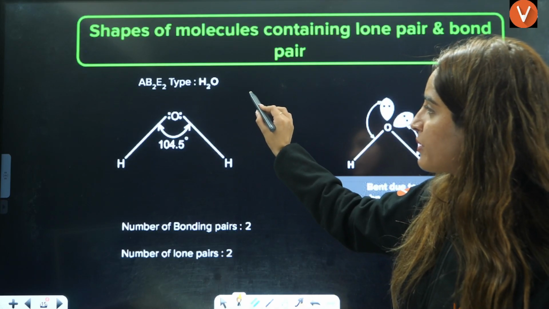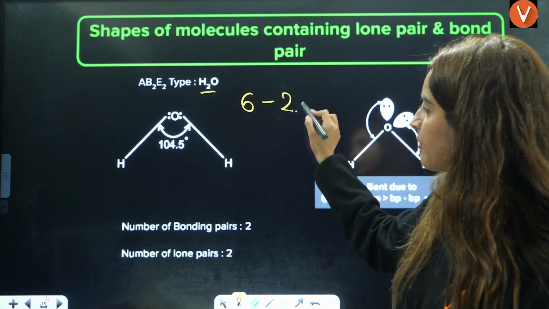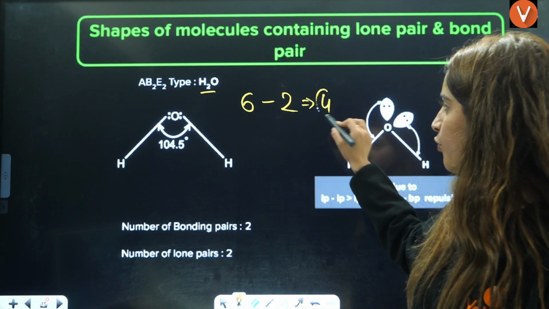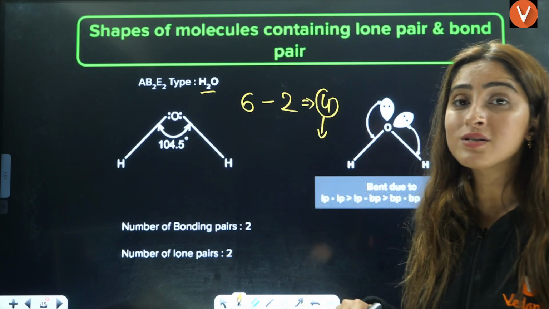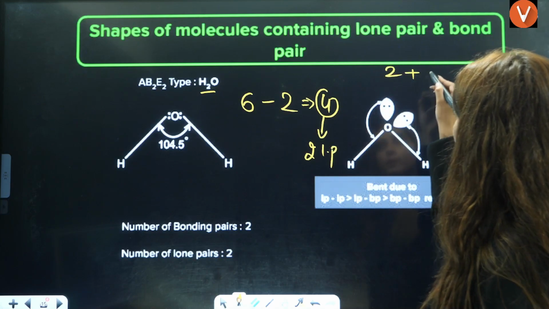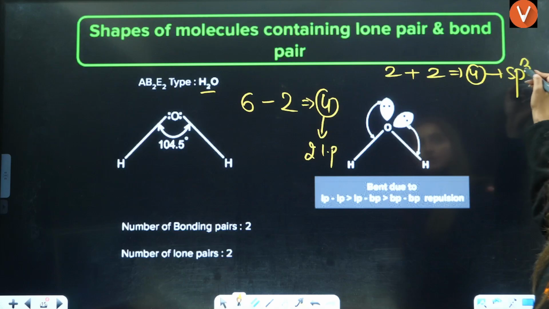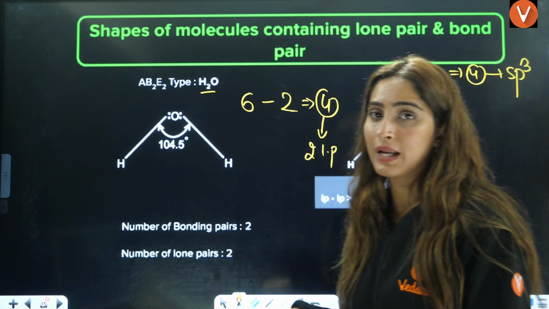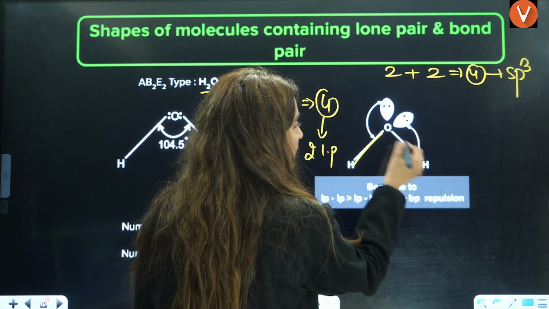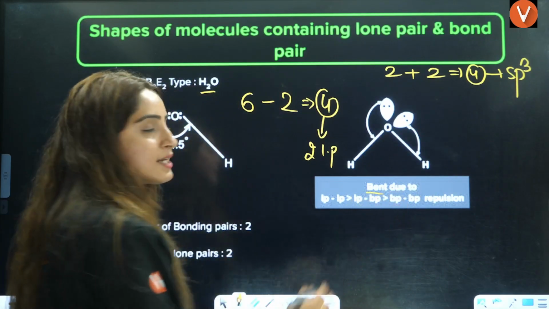Oxygen belongs to group number 16. That means 6 outermost electrons. 2 hydrogens are attached, that means 2 bond pairs, 2 electrons involved in bond pairs. Out of this you have 4. 4 electrons are unshared, that means 2 lone pairs. 2 lone pairs plus 2 bond pairs comes to 4. That means it is sp3 hybridization, right? And in this you will have 2 lone pairs. That is why the geometry is going to be tetrahedral, but the shape is going to be bent, V shape, right? Okay.